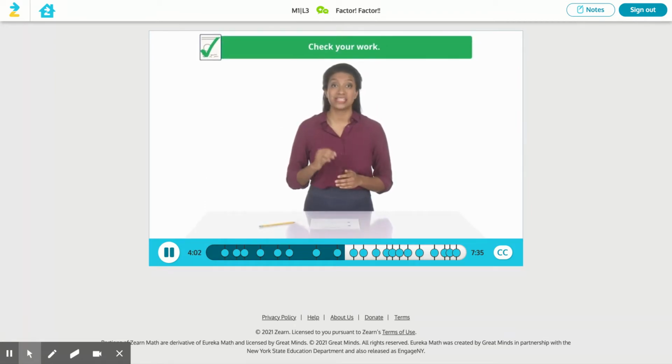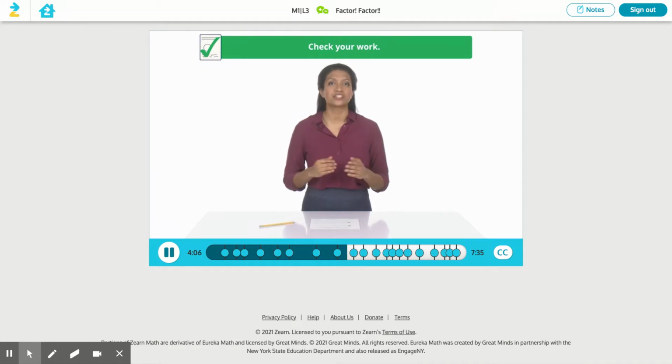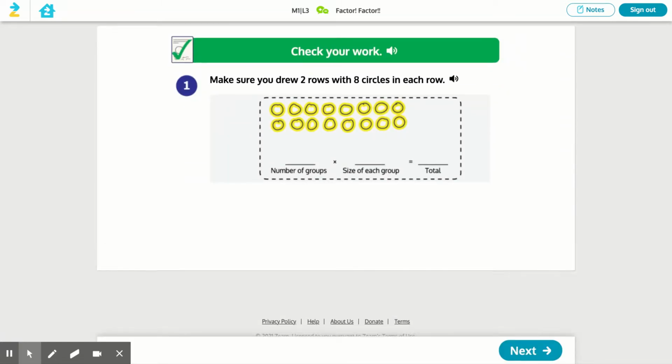This green bar means it's time to check your work and make sure it's right. Your notes should match the work on screen. If you made a mistake, cross out your mistake and write the correct answer next to it. Make sure you drew 2 rows with 8 circles in each row. All right, so check your work. Your array should look just like this one. You should have 2 rows and there should be 8 circles in each row.